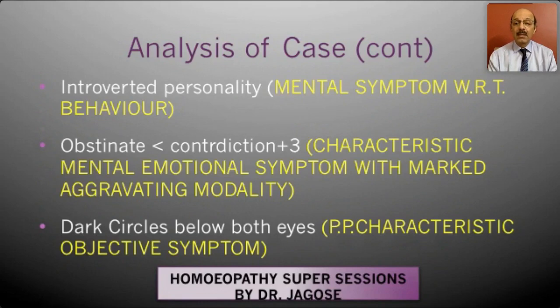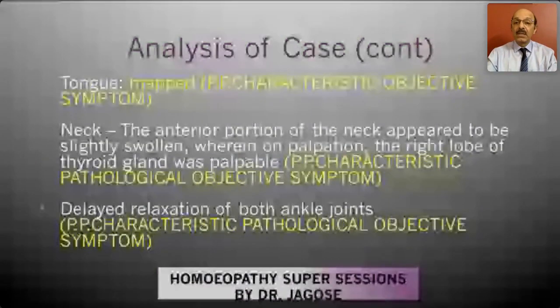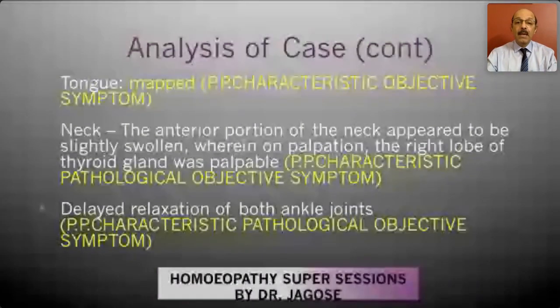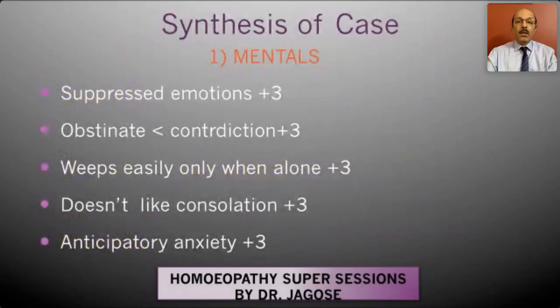Dark circles below the eyes, physical particular characteristic objective symptom. So dark circles will be a physical particular characteristic objective symptom. Tongue mapped, again physical particular characteristic objective symptom. Neck, anterior portion of the neck, etc., physical particular characteristic pathological objective symptom. Delayed relaxation of both ankle joints, physical particular pathological objective symptom. So this is how we have analyzed.